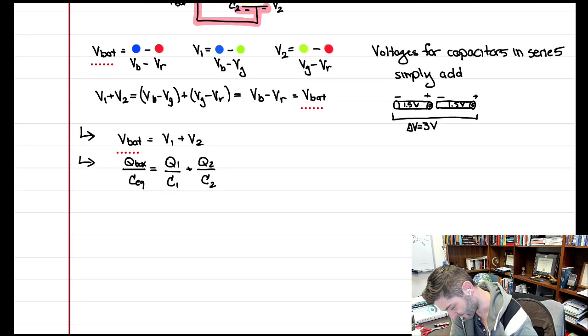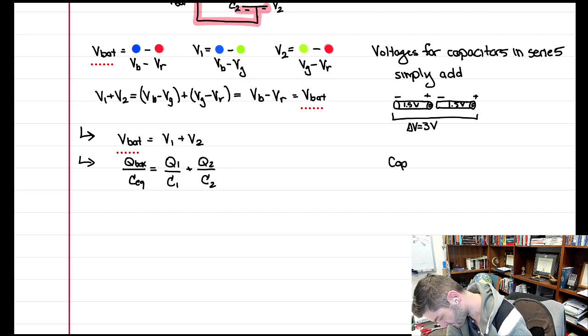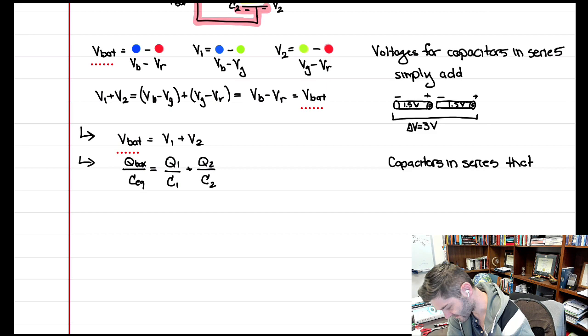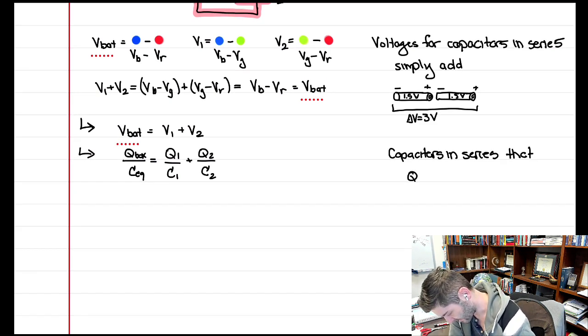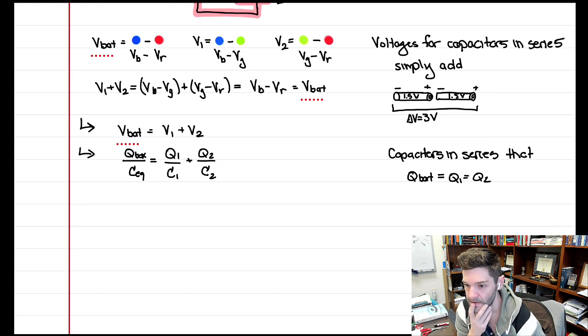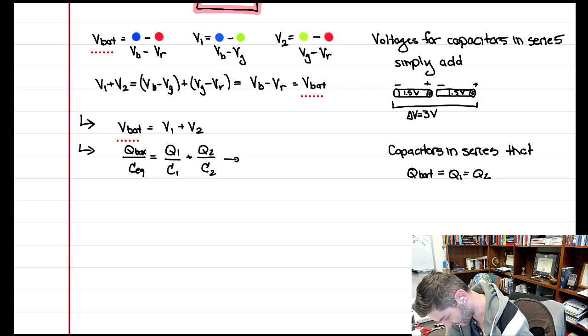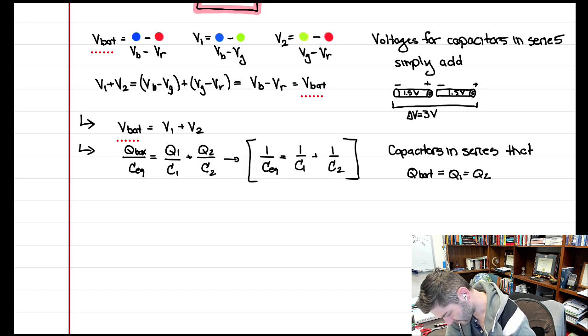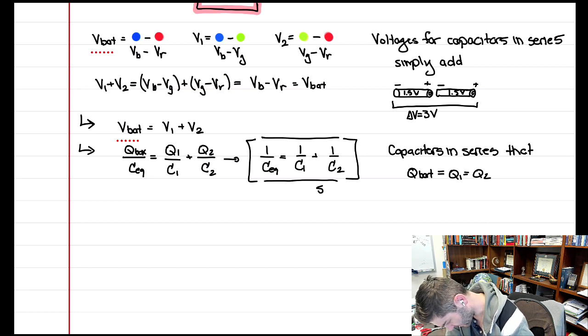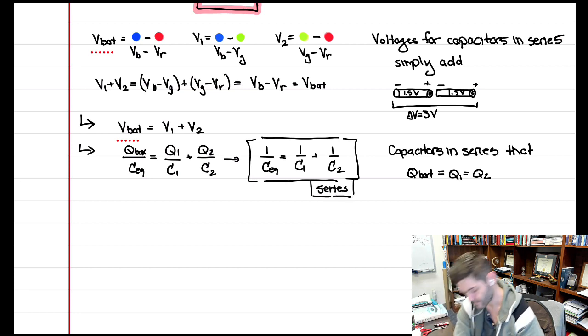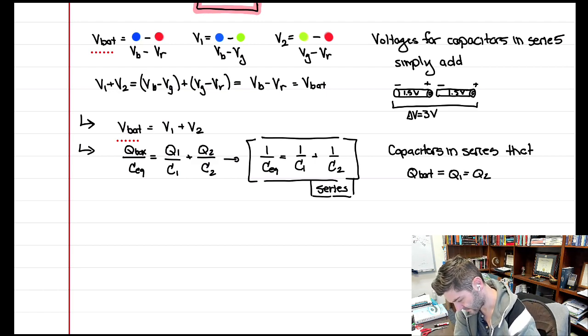So then we also have, for capacitors in series, that the charge on each capacitor is the same. That Q battery equals Q1 equals Q2 in this case. And therefore, if all these Q's are the same, I can cancel them out, and I get the expression 1 over C equivalent equals 1 over C1 plus 1 over C2. And these are for capacitors in series. Which is worth a highlight.